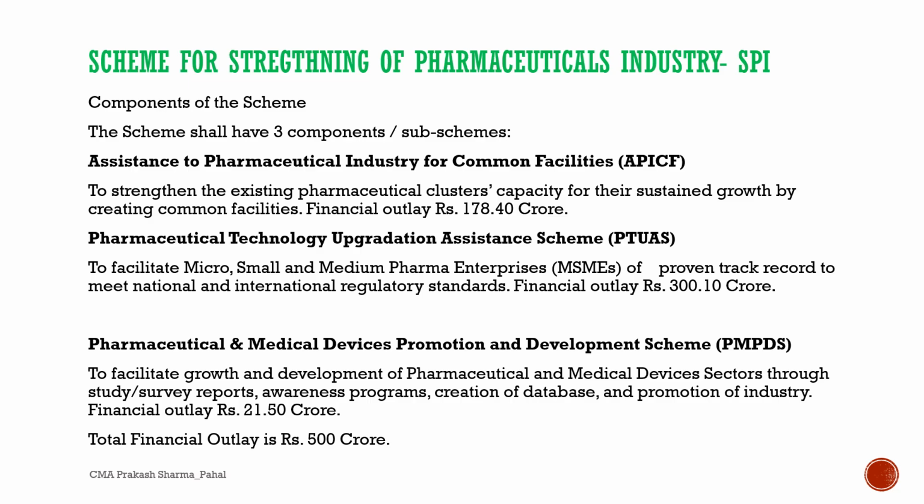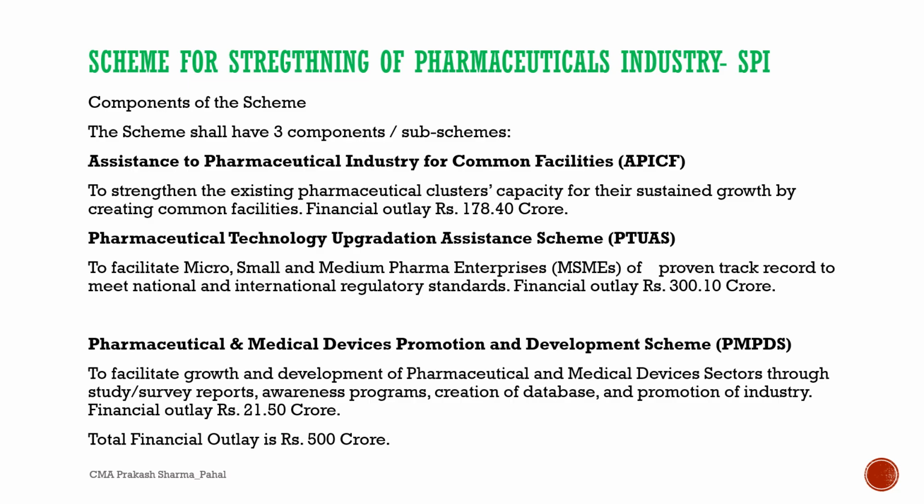First, assistance to pharmaceutical industry for common facilities, to strengthen the existing pharmaceutical clusters' capacity for their sustained growth by creating common facilities. Financial outlay of rupees 178 crores. Second, pharmaceutical technology upgradation assistance scheme, to facilitate micro, small, and medium pharma enterprises of proven track record to meet national and international regulatory standards. Financial outlay of rupees 300 crore was provided.